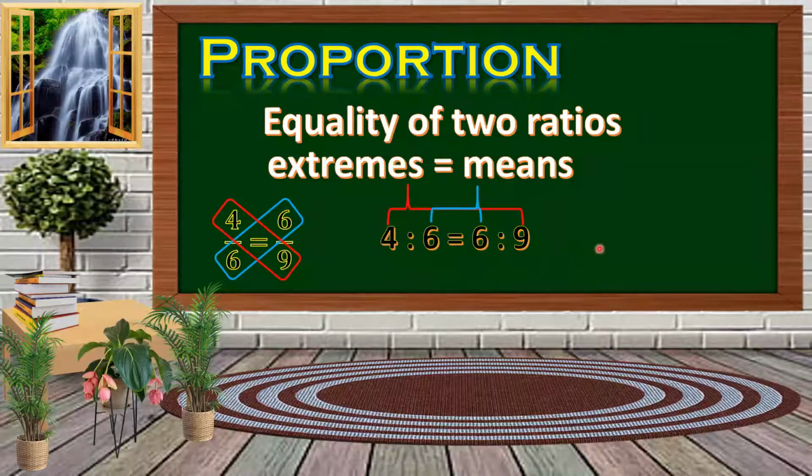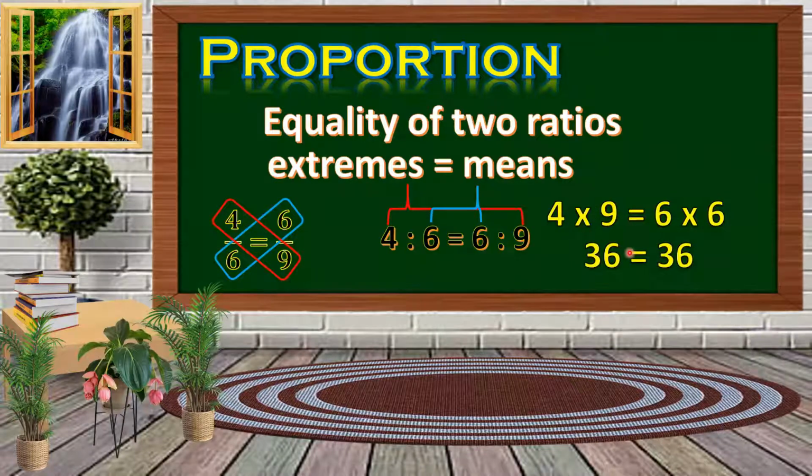To verify, the products should be equal. We multiply the extremes, 4 and 9, and then multiply the means, 6 and 6. So 4 times 9 should be equal to 6 times 6. What is 4 times 9? That would be 36, and 6 times 6 is also 36. As you can observe, they are equal. So 36 is equal to 36, meaning our ratios are proportional.